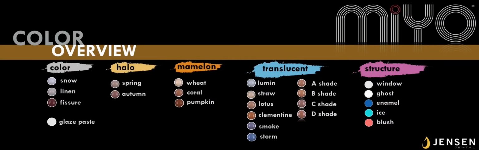So let's start with the color overview. The system contains really two components. One is color and structure. There's about 18 colors and glaze paste and 5 structures in this system.